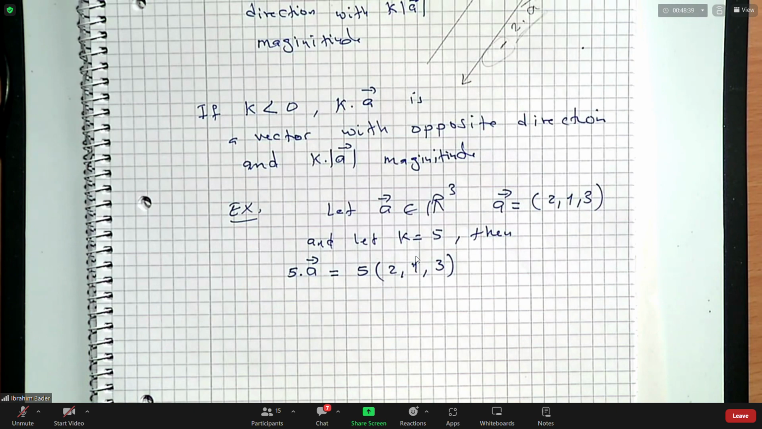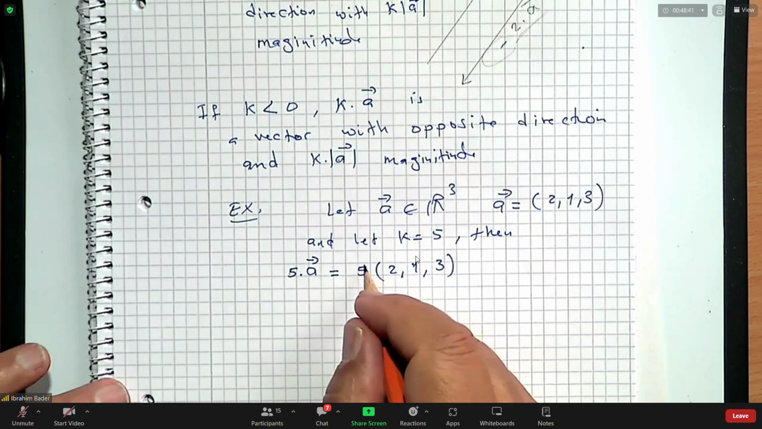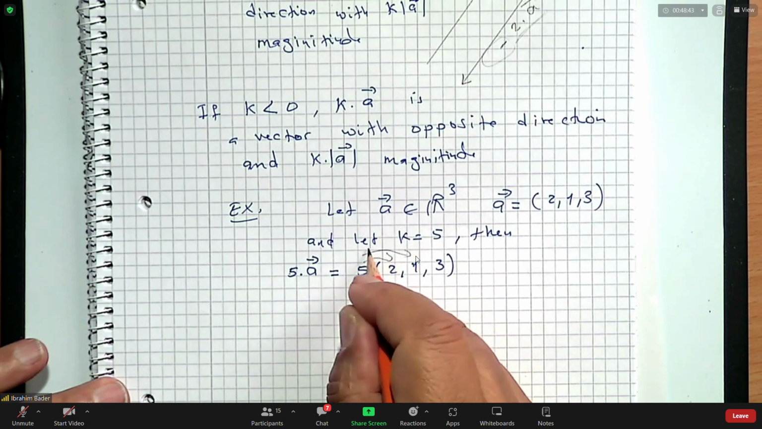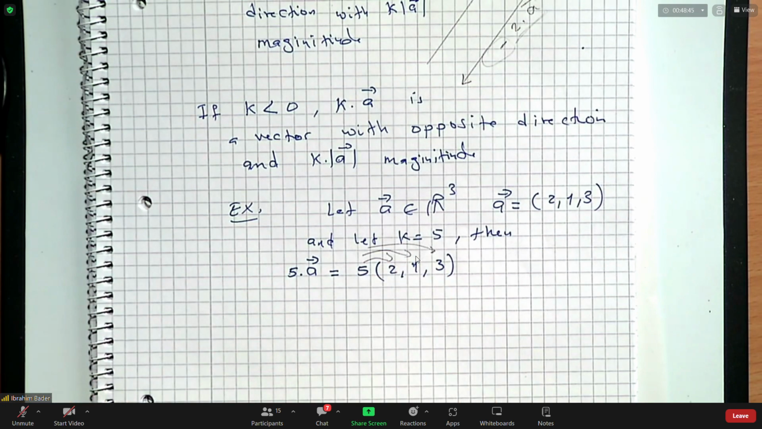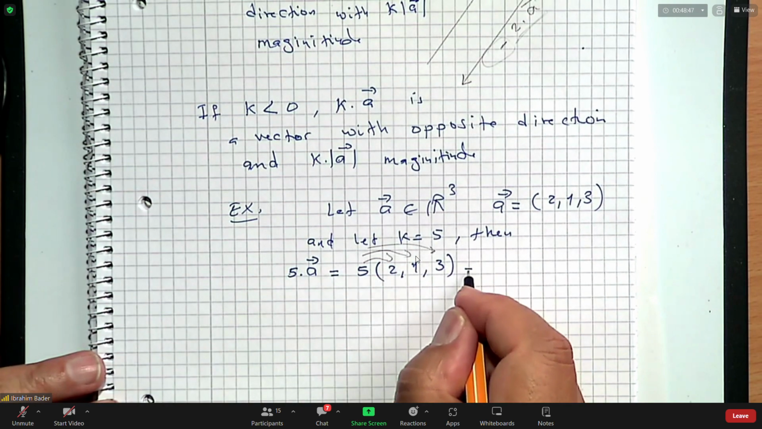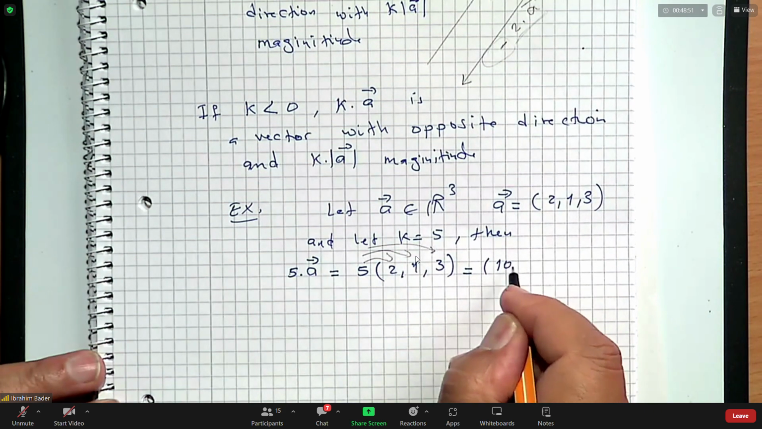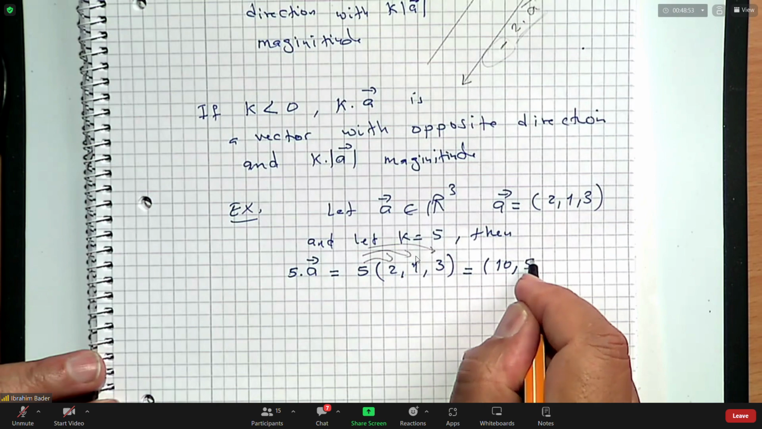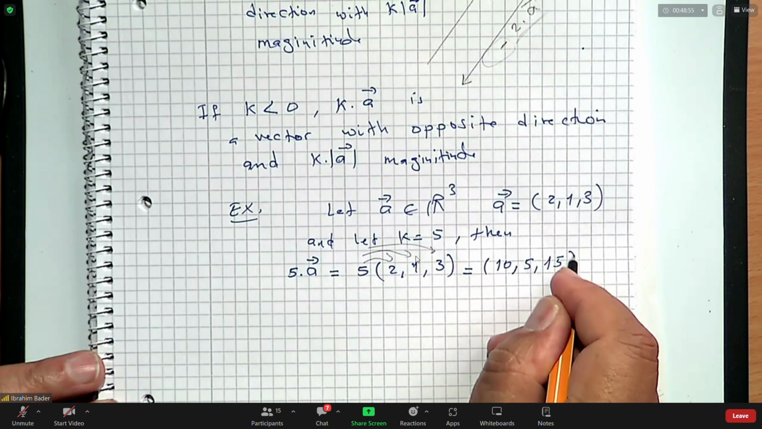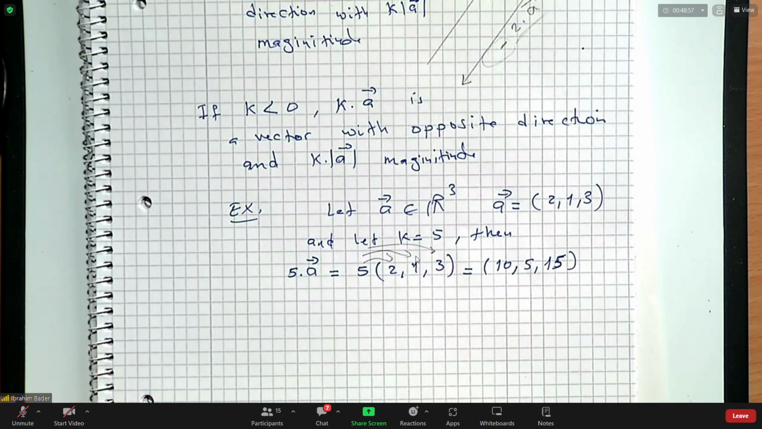And notice here we are going to expand this 5, so we will get a new vector which has the coordinates 10, 5, and 15, for instance, here. Okay, so this is how we multiply with constants.